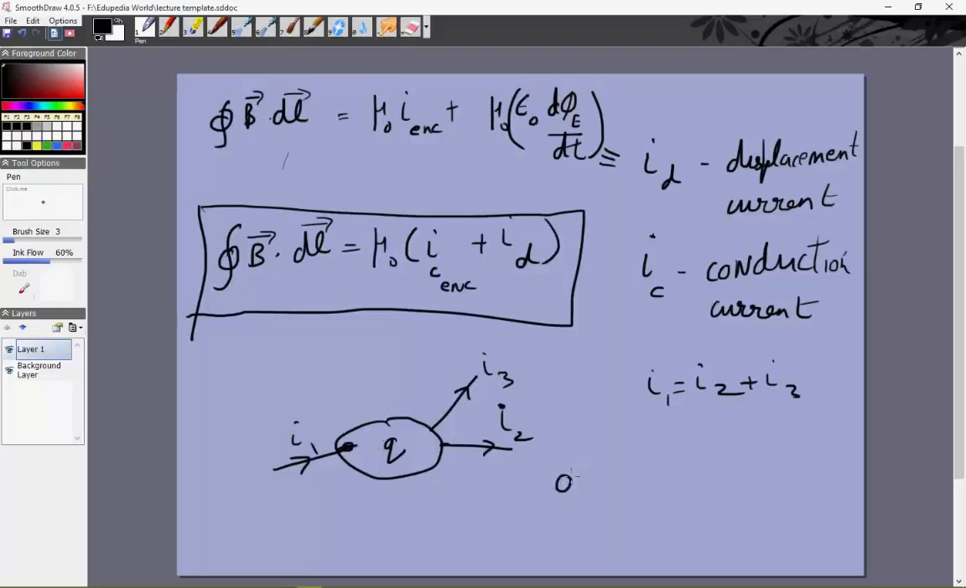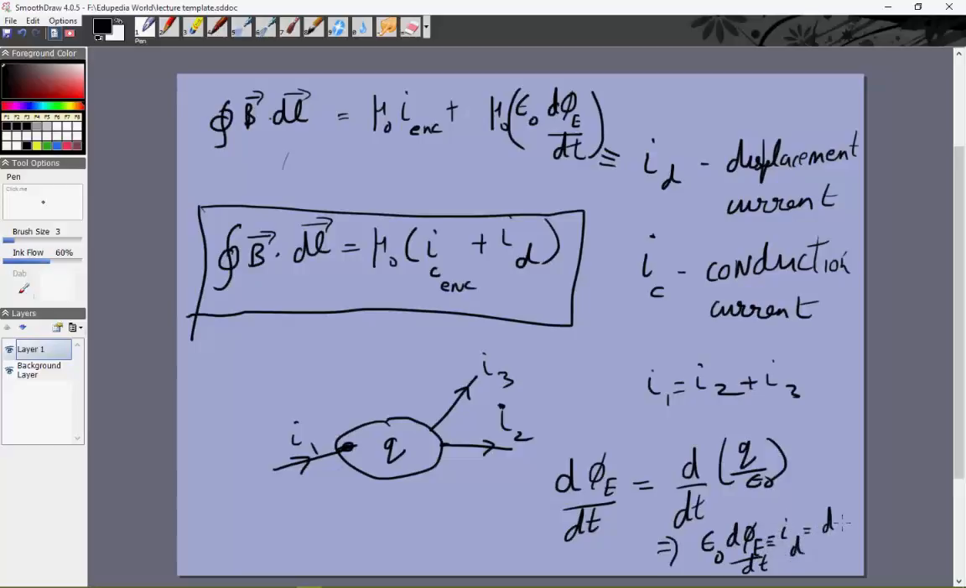And what we know is dΦE/dt, the rate of change of flux through this surface, will be equal to d/dt of Q by epsilon naught, Q enclosed by epsilon naught, right? From that we can directly see epsilon naught dΦE/dt, which is equivalent to Id, the displacement current, is equal to dQ/dt, the rate of change of Q, right? It will be positive if there is charge entering, negative if there is charge leaving.